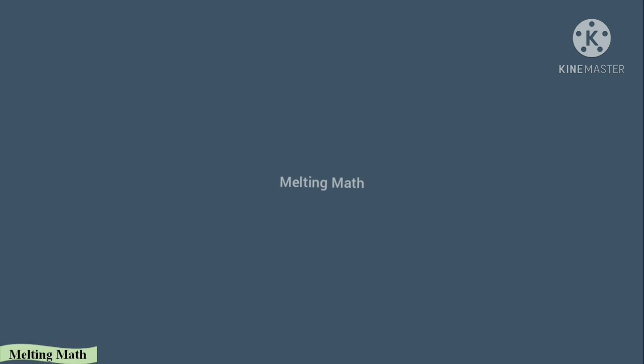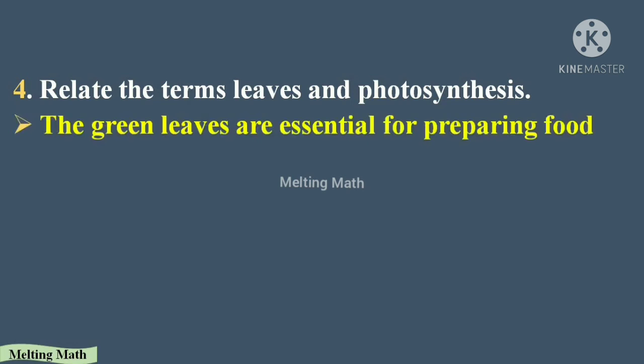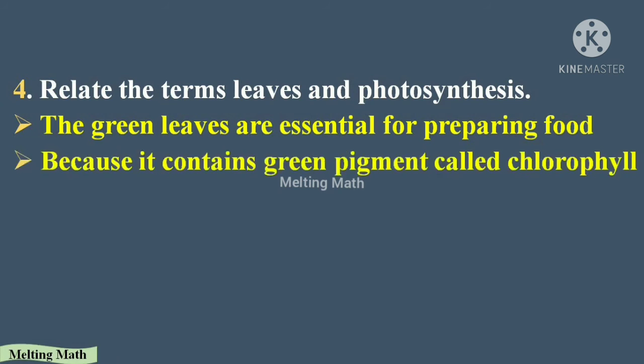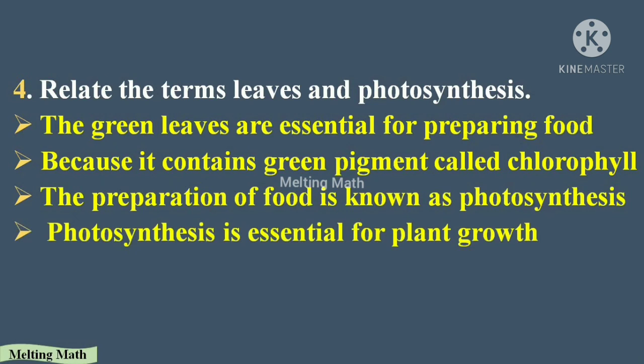Next is the fourth one, relate the terms leaves and photosynthesis. Okay, let's relate it. See, the green leaves are essential for preparing food because it contains a green pigment called chlorophyll. The preparation of food is known as photosynthesis. Photosynthesis is essential for plant growth. Okay, this is the correct answer for the fourth one.